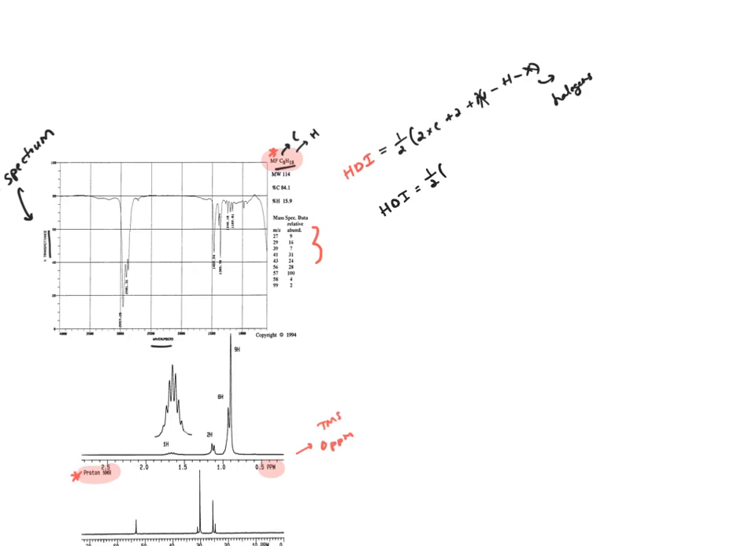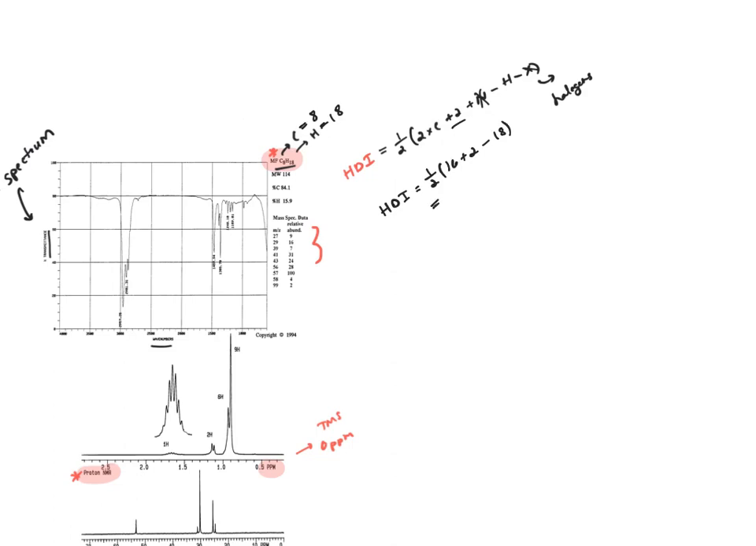All right, so to calculate the HDI here, I'm going to take 1/2, 2 times the number of carbons. There are 8 carbons. So 2 times 8 is 16. I'm then going to add 2 to that, so plus 2. Again, there's no nitrogens. I'm going to subtract the number of hydrogens. There are 18 hydrogens. So 16 plus 2 minus 18 is 0.